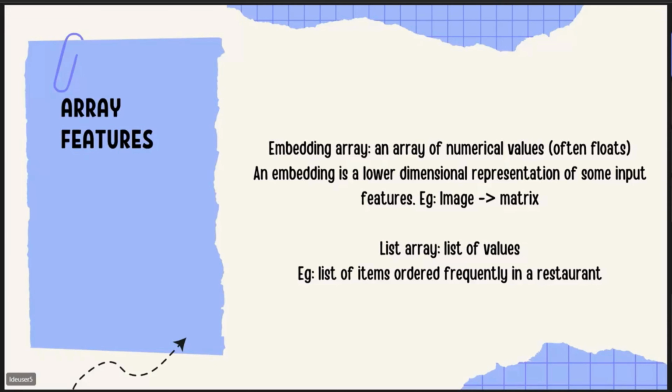The image is seen as a set of different values. Each pixel has a value like that, right? So all these come under embedding arrays, whereas a list array is a list of values, typically in some ordered manner, ascending order or descending order. If the array elements are in some order, then it is called a list array.